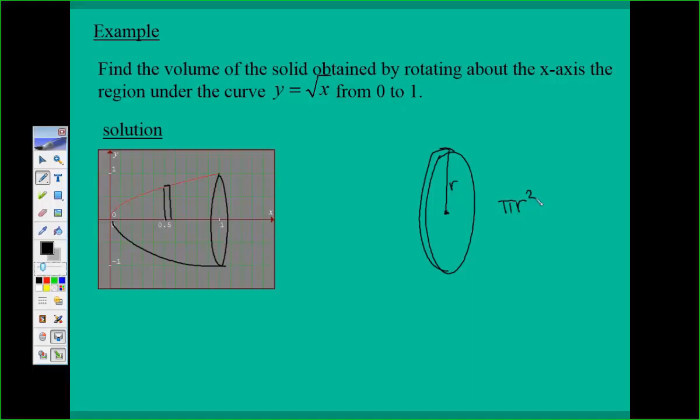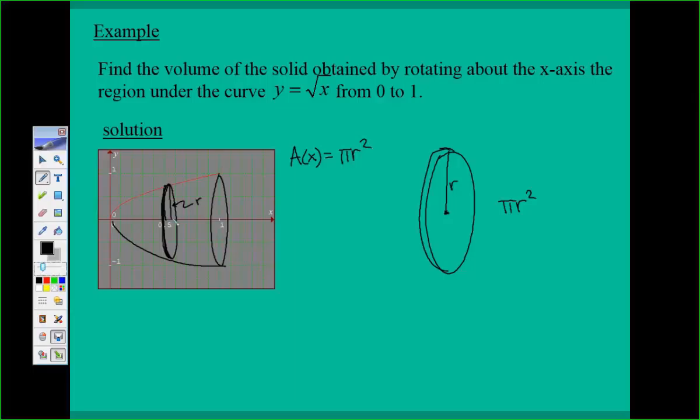So do you see that this is what's being rotated here? We're going to give it a little bit of thickness. That's the width of our rectangle there, giving it a little bit of thickness. But this here is the radius of our circle. We're trying to find the area of this cross section as a function of x. The cross section is simply pi r squared.